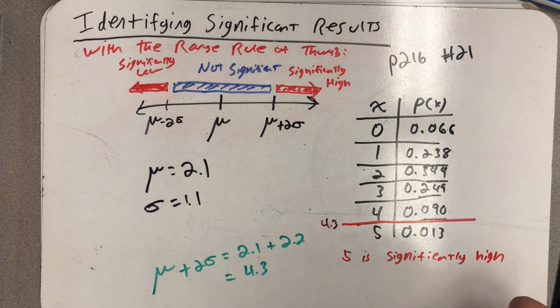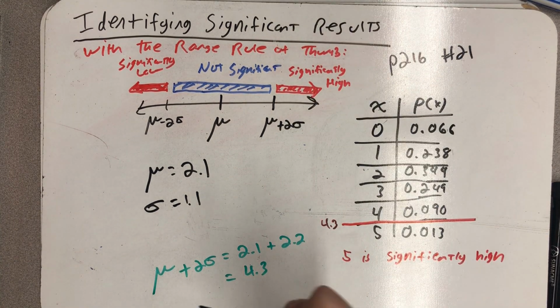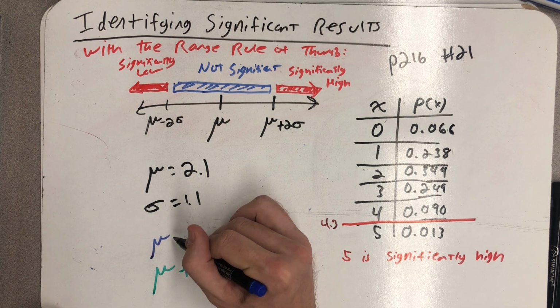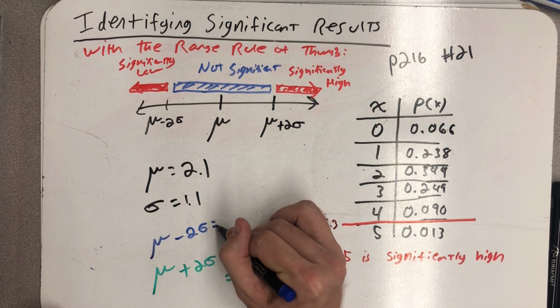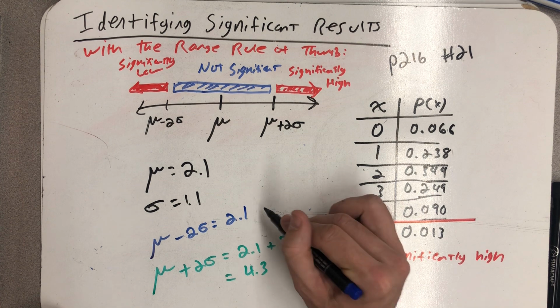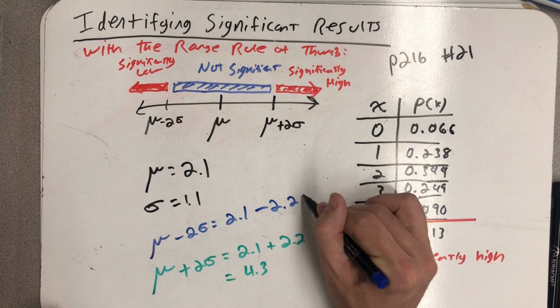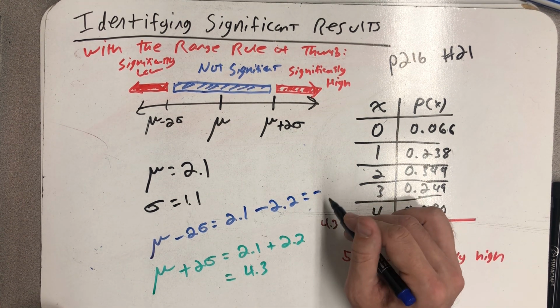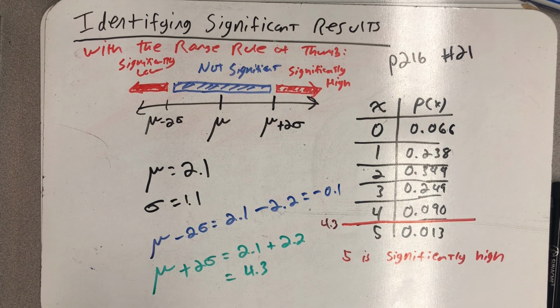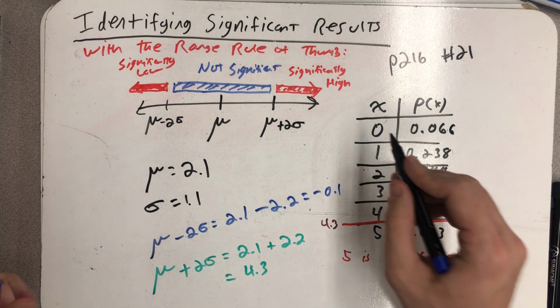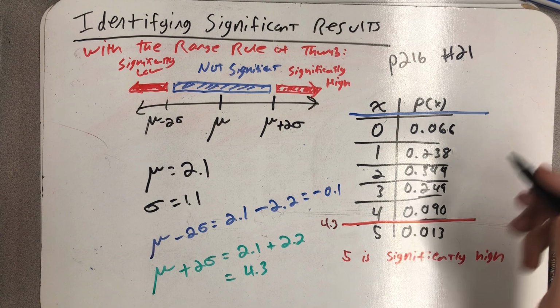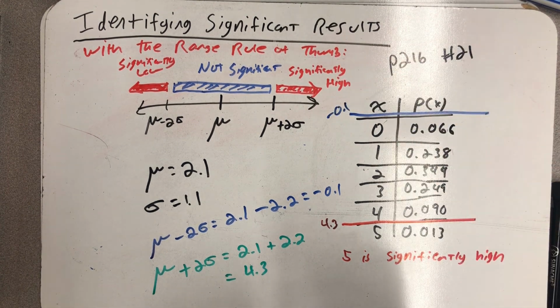And now let's see if we have any values that are significantly low. The mean minus 2 times the standard deviation. Well, that comes out to almost a nonsensical answer, but it tells me what I need to know. It comes out to a negative value. Well, our random variable can't be a negative value, but it does tell me nothing is significantly low, right? Because no value of the random variable is even below 0, so certainly not below minus 0.1.